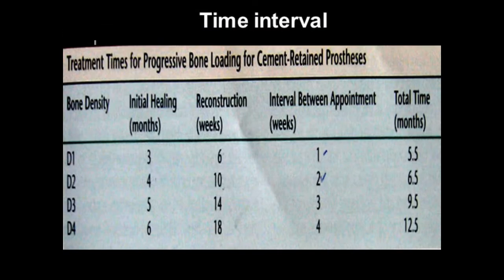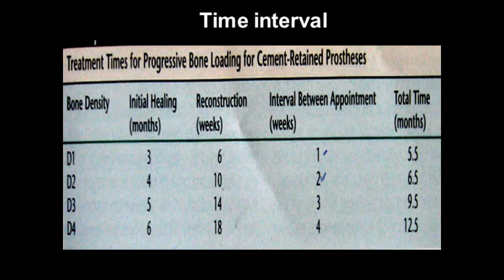The first element is time interval. Brånemark's two-stage protocol separates initial implant placement and the stage 2 uncovering by around 3 to 8 months. Whereas in progressive loading protocol, usually the 5 major prosthodontic appointments are made and are separated by a specific time interval, depending upon the bone density observed at the initial surgery.